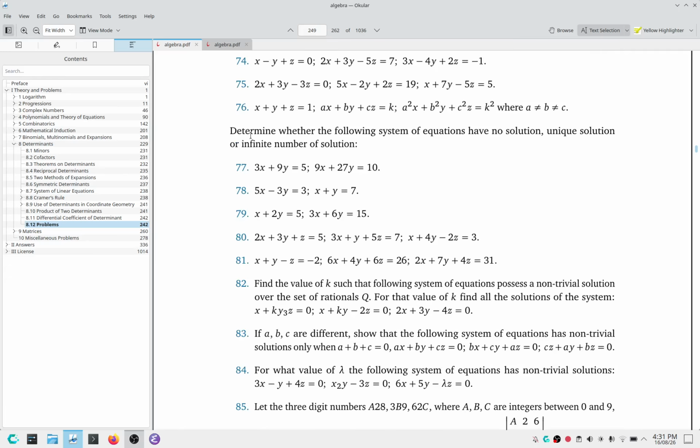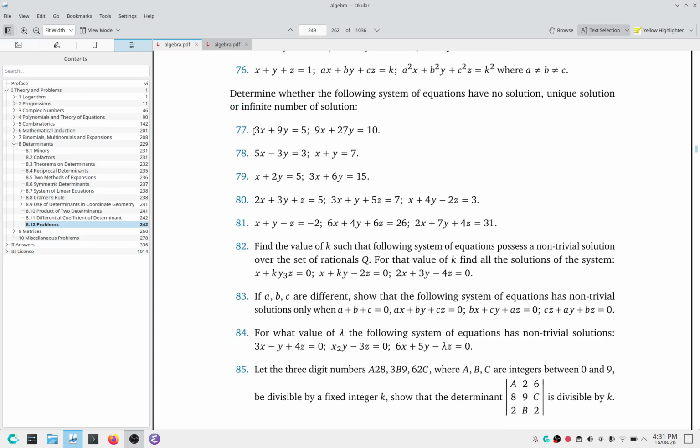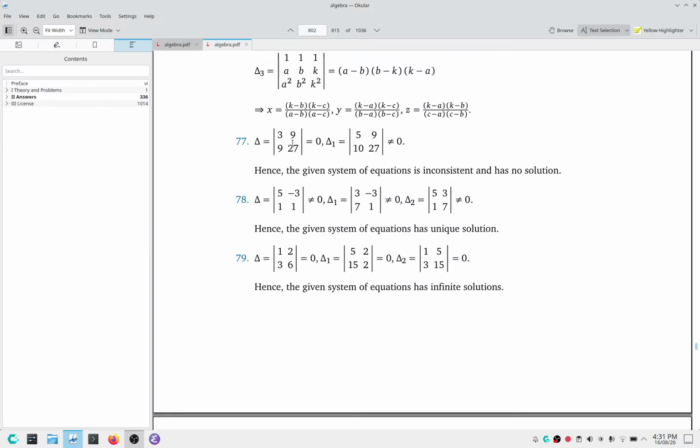Now, we have to determine whether the following system of equations has no solution, a unique solution, or an infinite number of solutions. So the first system of equations is cx plus 9y is equal to 5, 9x plus 27y is equal to 10. So here delta is equal to 0, delta 1 is equal to 0. Sorry, not equal to 0. As the given system of equations is inconsistent and has no solution.